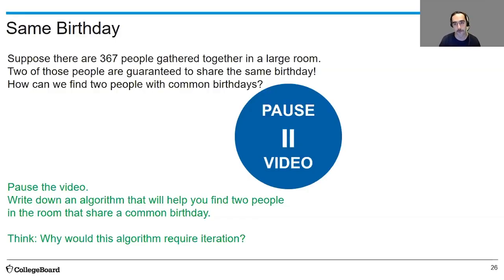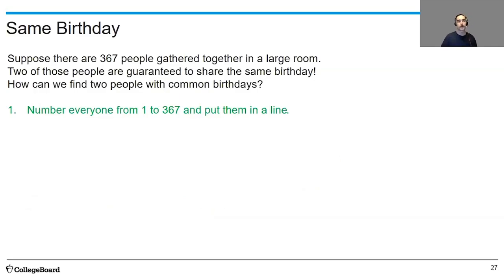How'd you do? Well, let's just take a look at one way in which you might do this. You may not have 367 people in your room, but if you had a couple people in the room, you might act this out, right? Have people stand up and act it out as we go. That could help you figure out what's going on.